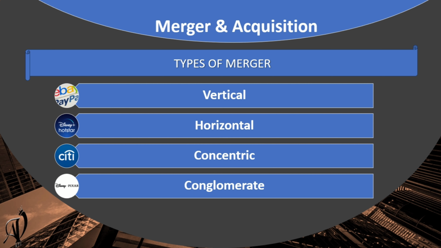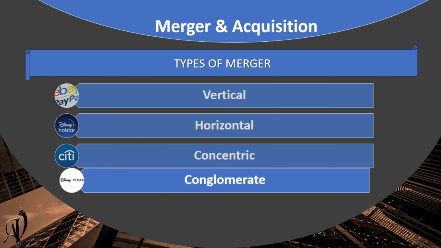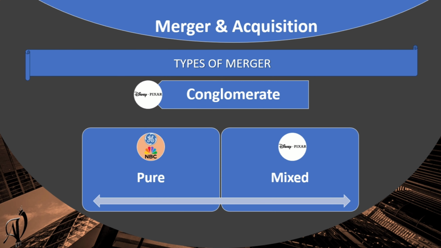Last but not the least is conglomerate merger. It is the combination of two or more companies engaged in entirely different businesses. So there are two types of conglomerate merger: pure and mixed. Pure conglomerate merger is where both the companies in the merger are in entirely different businesses with no strategic overlap. For example, the merger of General Electric and NBC. Another is mixed conglomerate merger, which involves firms that are looking for product extensions or market extensions. The example is the merger of Walt Disney and Pixar Animation Studios.